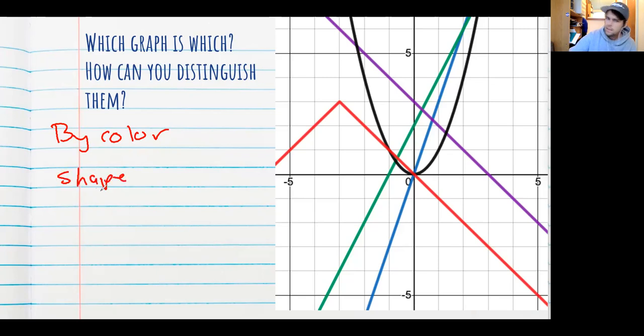That does fall apart a little bit with the lines because some of these we have multiple lines, but that works for some of them. Other than that, I don't know. We need a better way to do this. This is what we're getting at.